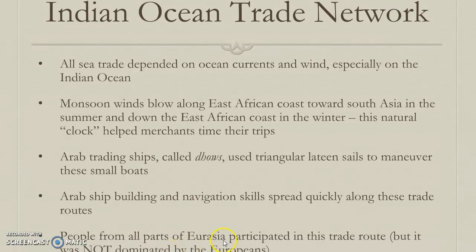One thing to note with the Indian Ocean Trade Network is Eurasians used it and it was free. Europeans did not use it. It was not dominated by them until the 1400s, 1500s, when the Europeans came in and did not want anyone else to use that trade network.